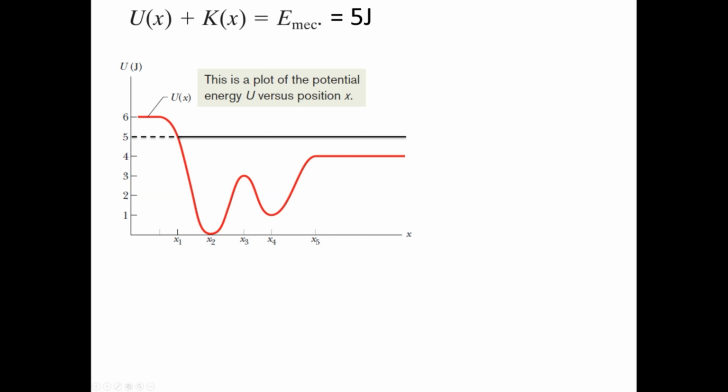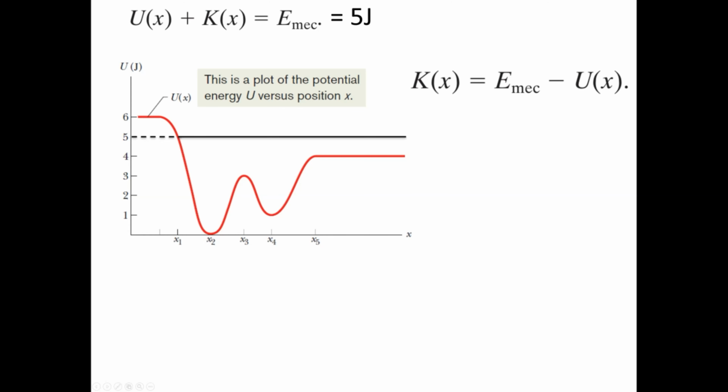Let's say our total mechanical energy is 5 joules. This is the black line. Then we have a plot of the potential energy. And this is very interesting because at one point our potential energy seems to be more than our total mechanical energy. We'll come back to that.